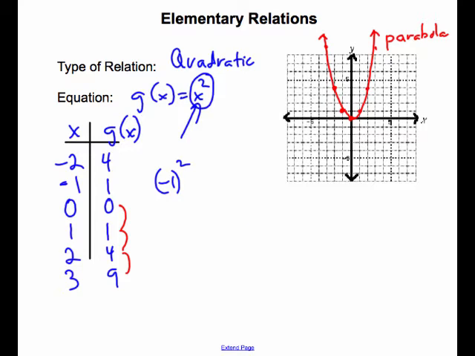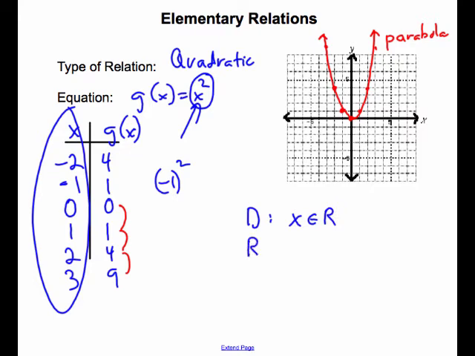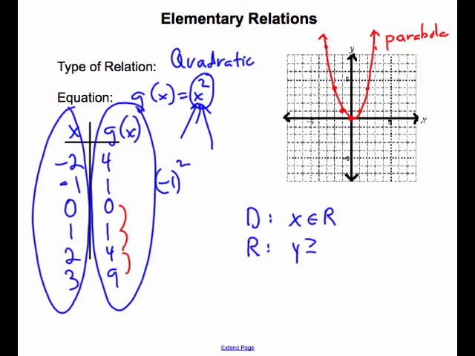Now my domain. Which values of x was I able to input? Well, I could have inputted any value because I'm able to square any value. So x could have been anything. X could have been any real number. And the range, what kind of values come out? What kind of y values are these? If I square a number, I'm going to get a positive value always. The lowest I could get is 0, because 0 squared is 0. So y is greater than or equal to 0. Any real number greater than or equal to 0 is my range.